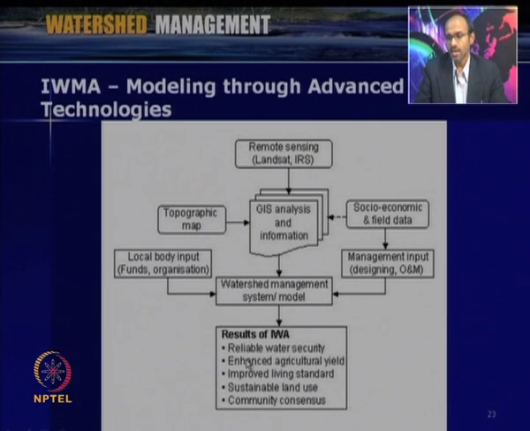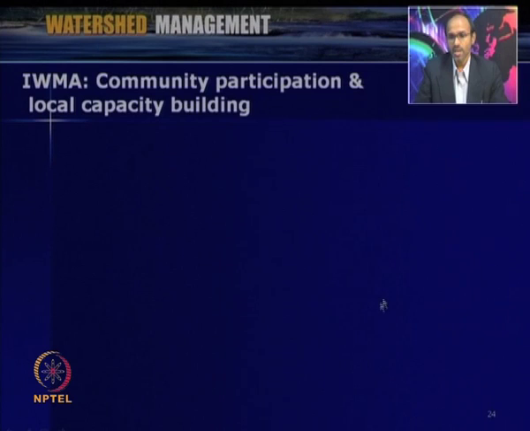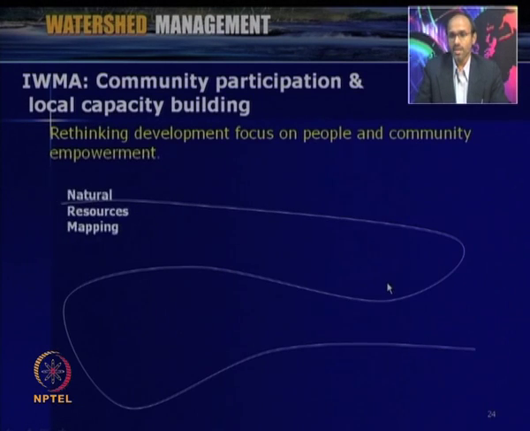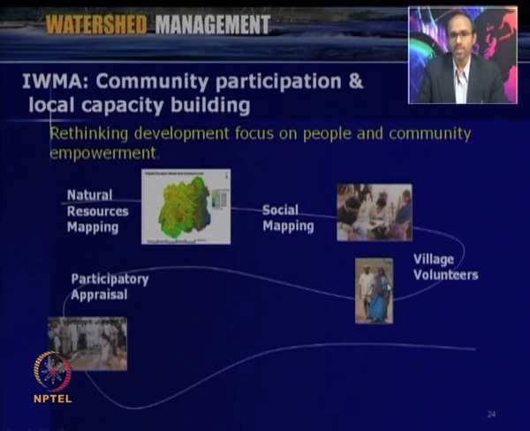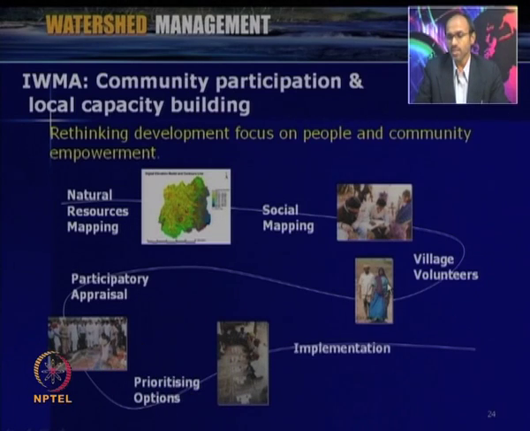Once it is implemented, the results may be reliable water security, enhanced agricultural yield, improved living standard, sustainable land use, and community consensus. So as far as the integrated watershed management approach is concerned, when we are looking for a watershed management plan, as we discussed earlier, we can start with natural resource mapping for the area, then social mapping, then users groups and village volunteers, then participatory appraisal, then prioritize the options, and then go for the implementation.